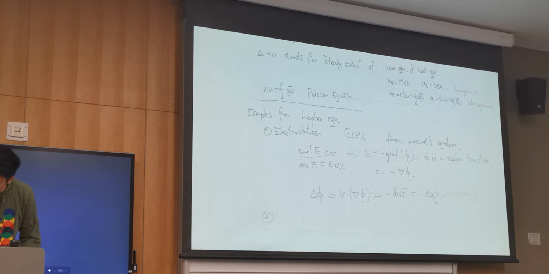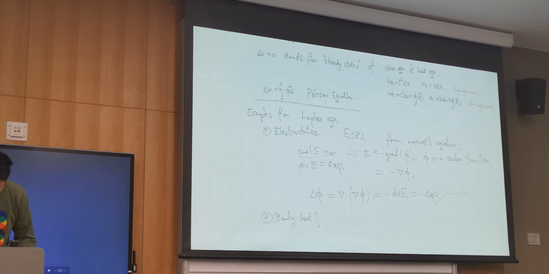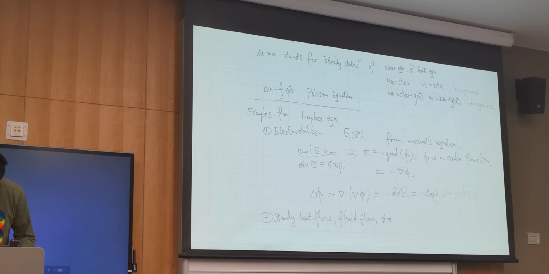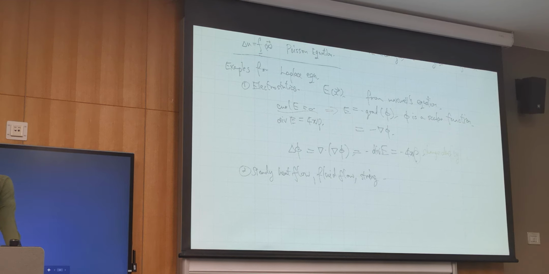The second example: steady heat flow, steady fluid flow, and steady strain. All of these things will finally come to the Laplacian of u equals 0. This is the second example.